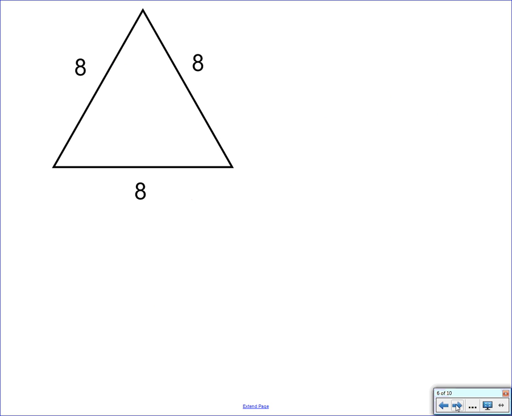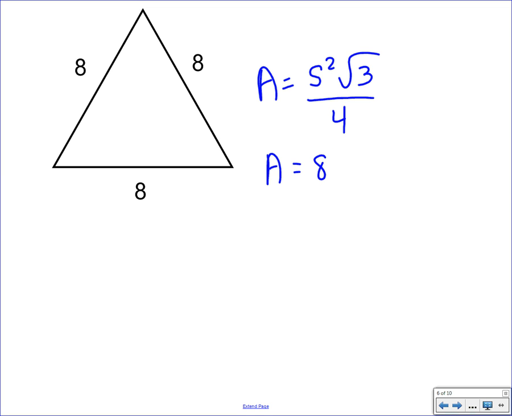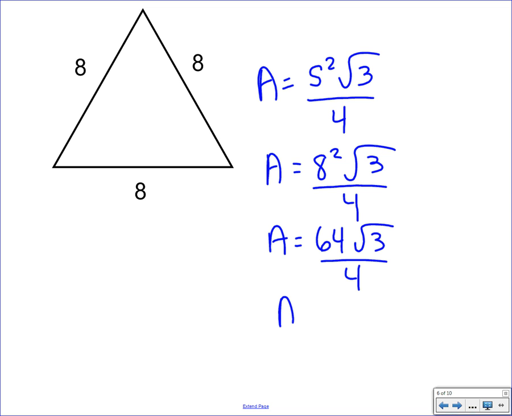Okay, so the formula, again, was the side squared times √3 over 4. So the area, I have 8 squared times √3 over 4. a squared is 64 times √3 over 4. So area, 64 over 4, that's 16√3.